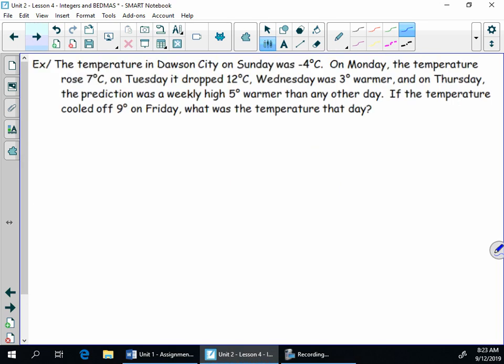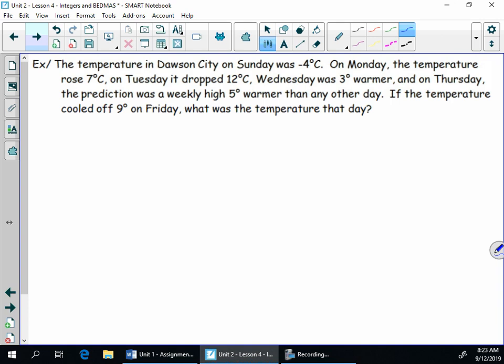Word problems. I'm going to come across the word problem here. See what you can do with this one. The temperature in Dawson City on Sunday was -4. On Monday, the temperature rose 7 degrees. On Tuesday, it dropped 12 degrees. Wednesday was 3 degrees warmer. And on Thursday, the prediction was a weekly high, 5 degrees warmer than any other day. If the temperature cooled off 9 degrees on Friday, what was the temperature that day?